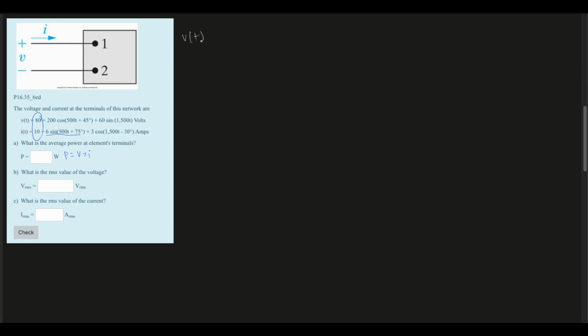So our VT is going to be equal to, we're going to have an 80 here plus a 200, and we're going to have cosine. And then in our cosine, we only care about the angle here, okay? We don't need the omega. So we're going to have 45 degrees plus 60. We need to convert this sine to cosine. So cosine is 90 degrees behind sine. So this is going to be minus 90 degrees.